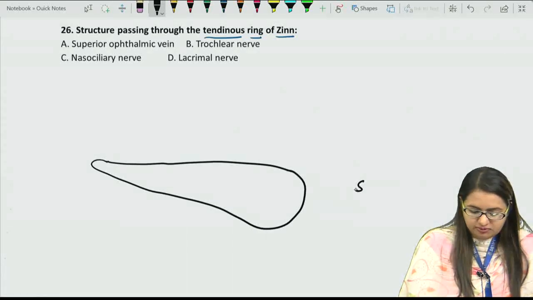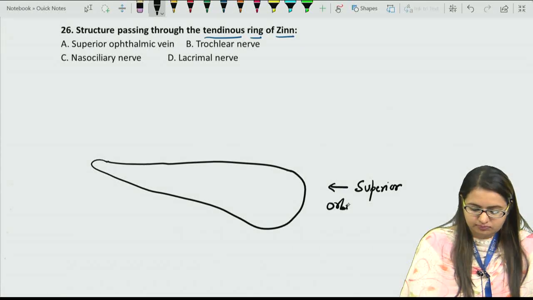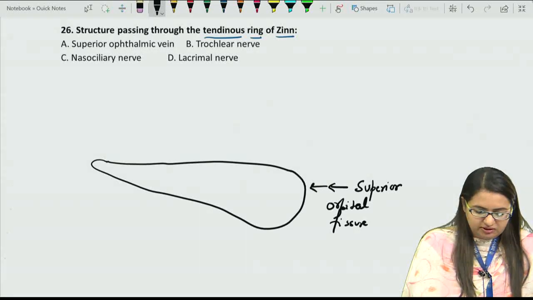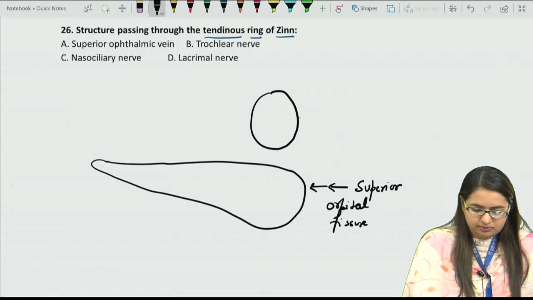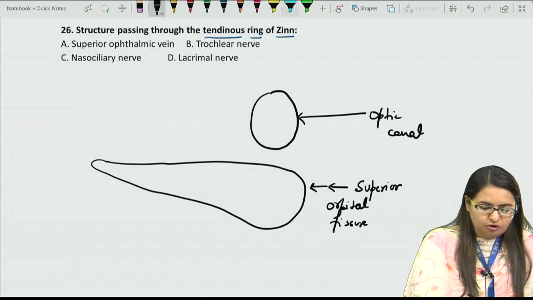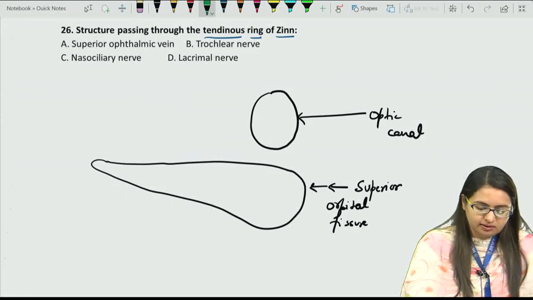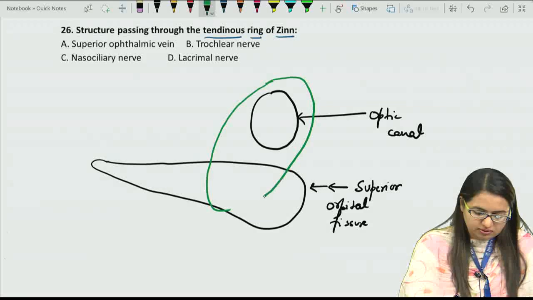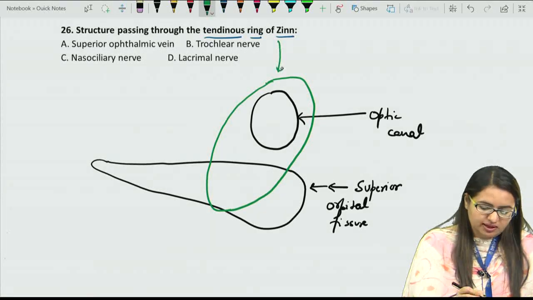This is the superior orbital fissure. And just above and medial to that we have the optic canal. This is the optic canal. The common tendinous ring is present in such a way that it encloses the optic canal, and on the other side it is attached to one of the margins of the superior orbital fissure. This is the attachment of the annulus of Zinn, or the common tendinous ring.